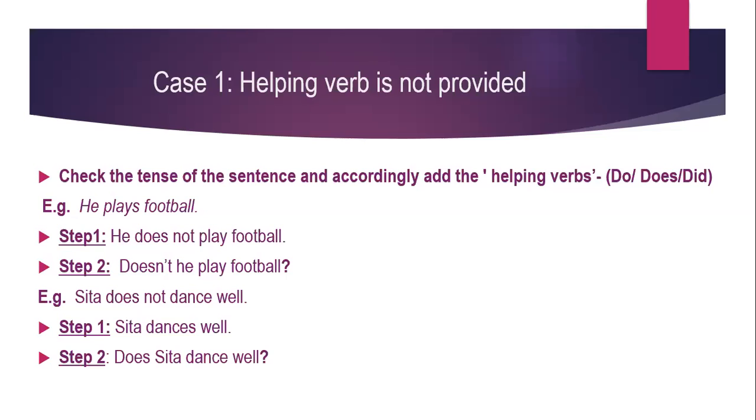Now let's take an example of a negative sentence. Sita does not dance well. Now Sita is singular in number and hence "does not" is being used in the simple present tense. After following step 1, we would remove "does not" from it and the sentence becomes "Sita dances well." However, when we move to step 2, we need to write "Does Sita dance well?" Now since it is a simple present sentence, again we would be using does in the beginning of the sentence when we change it to an interrogative sentence, followed by a question mark.